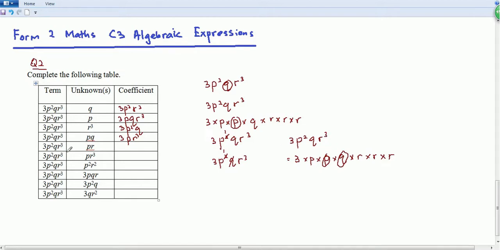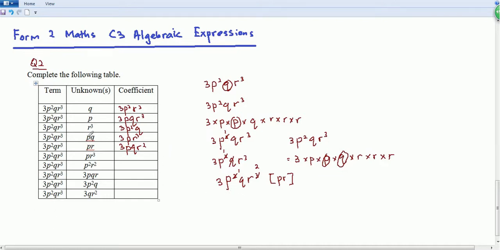Okay, how about this one? 3p square q r cube. And the unknown is p and r. Okay, so p and r, we have 1p and 1r. You cancel it. We have 1 left, and here only 1r. So we cancel it. We have 2r. So the coefficient is 3p q r square.